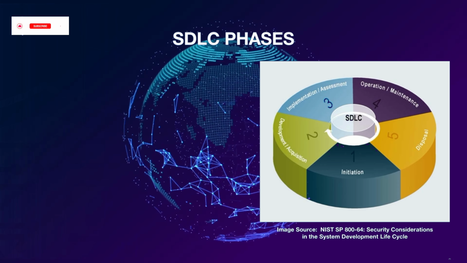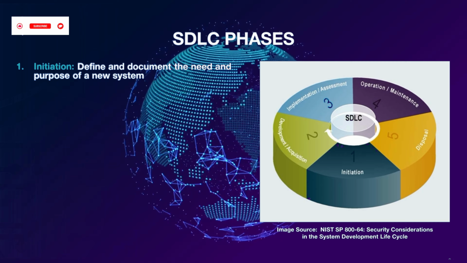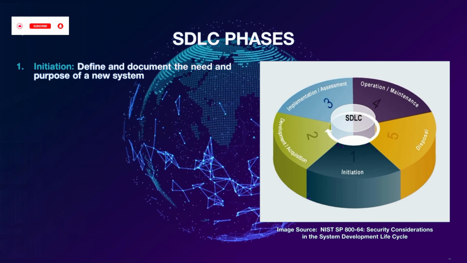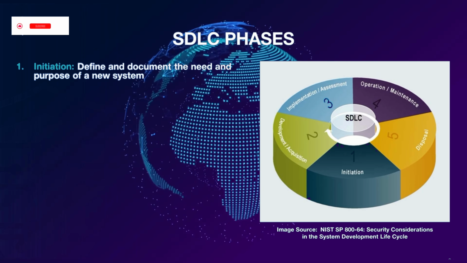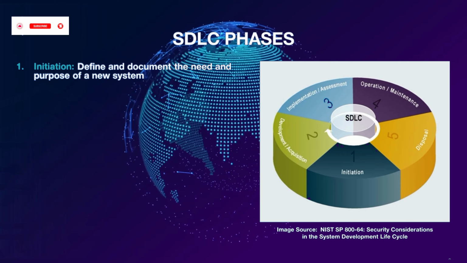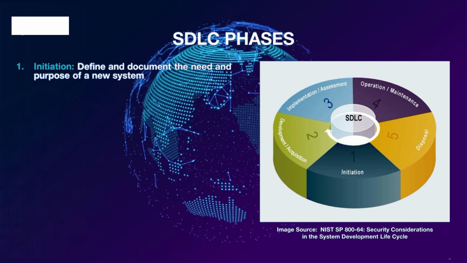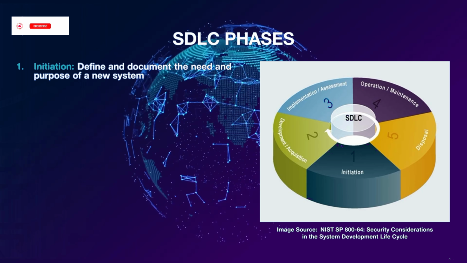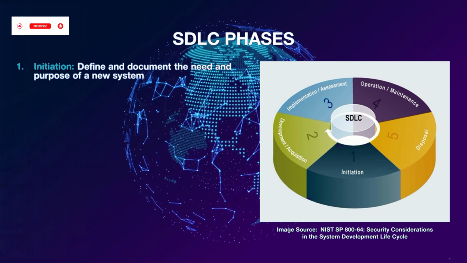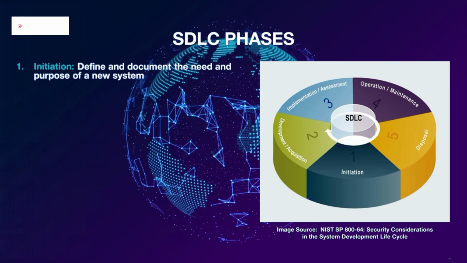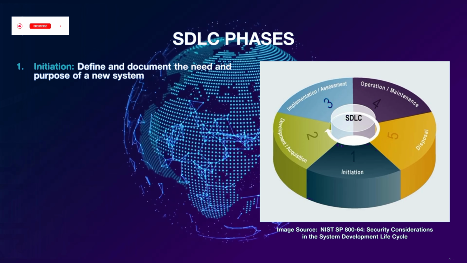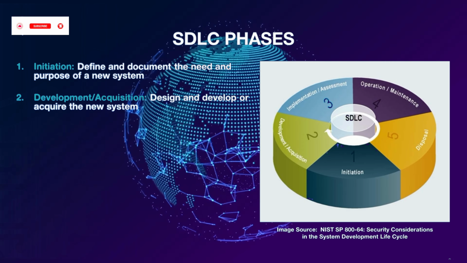Let's start with number one, which is initiation. This is when we start everything within the development lifecycle. We are going to define and document the need and purpose of a new system or a new software product. Then we will move into development or acquisition. This is when we design and develop or acquire the new system or software.